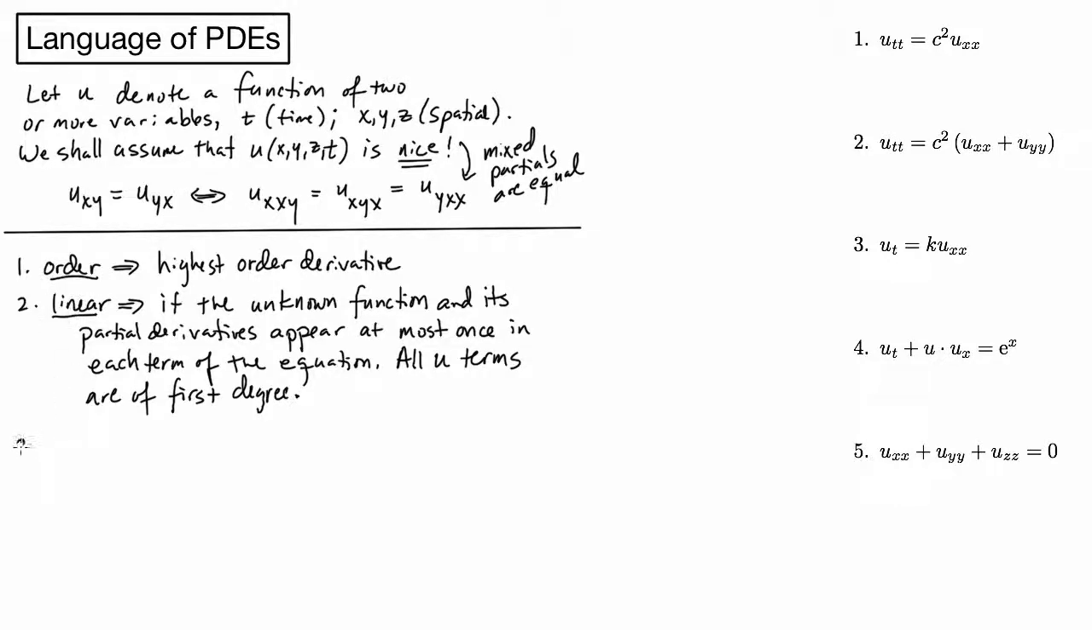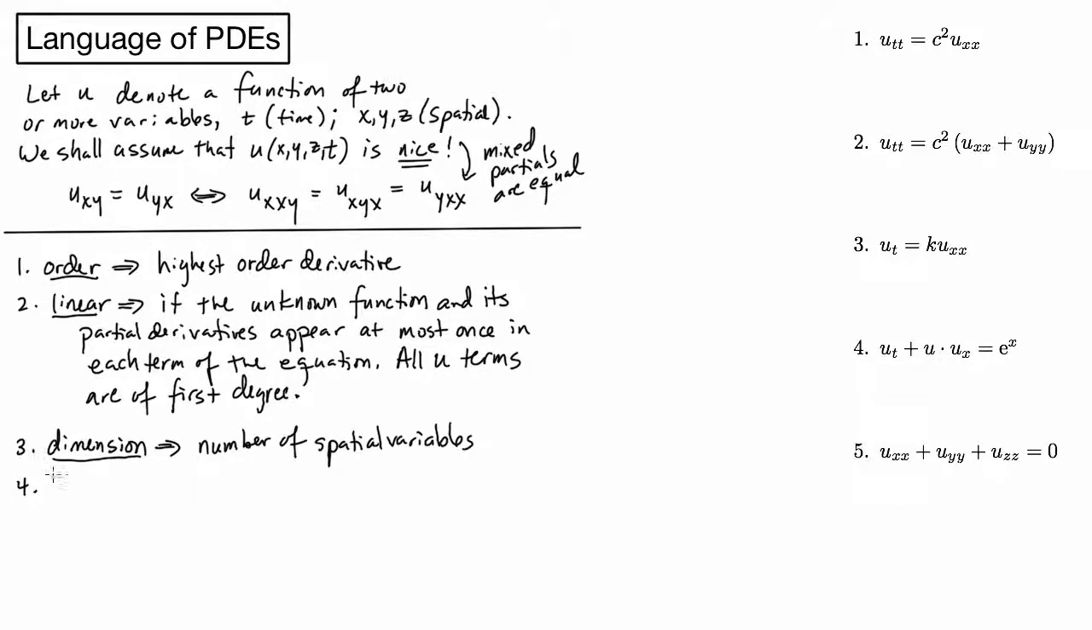All right, the third term that we're going to deal with frequently is the concept of dimension. We say the dimension of a PDE is the number of spatial variables. So if you have 2 spatial variables, it's a 2-dimensional problem. 3 spatial variables, it's a 3-dimensional problem, and so on.